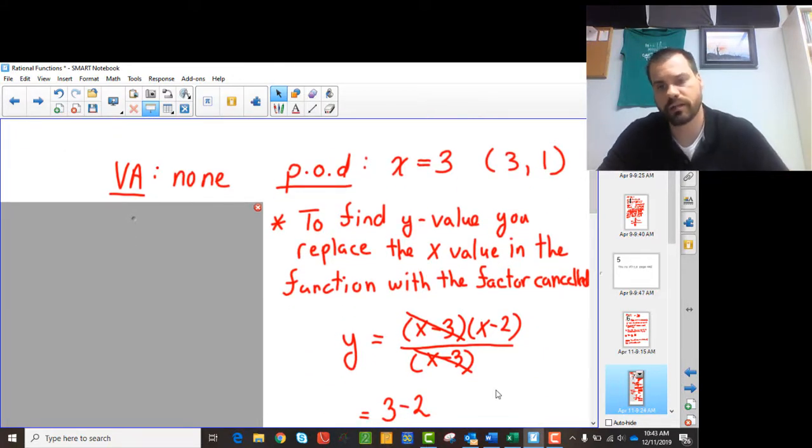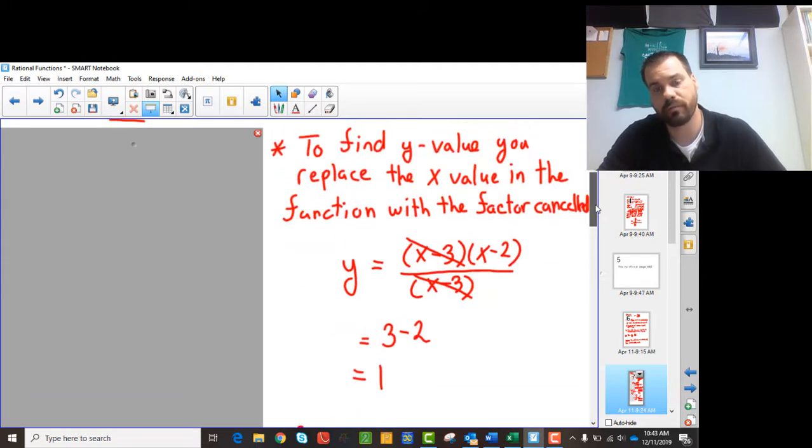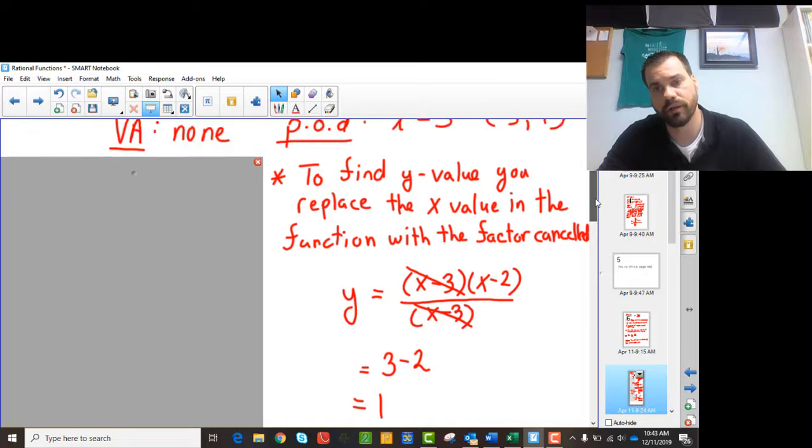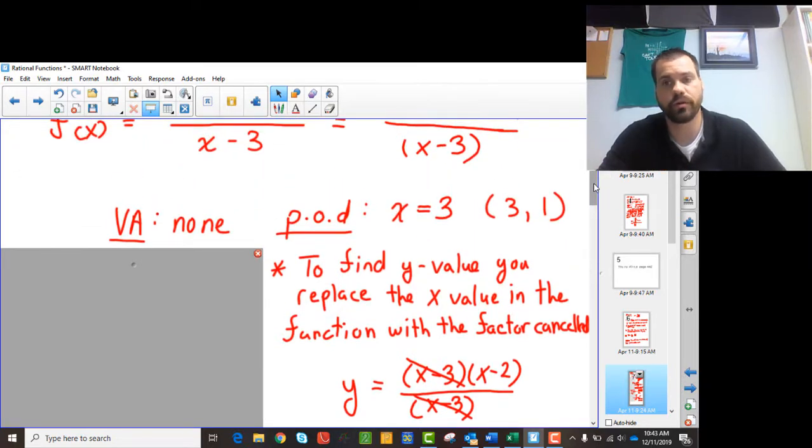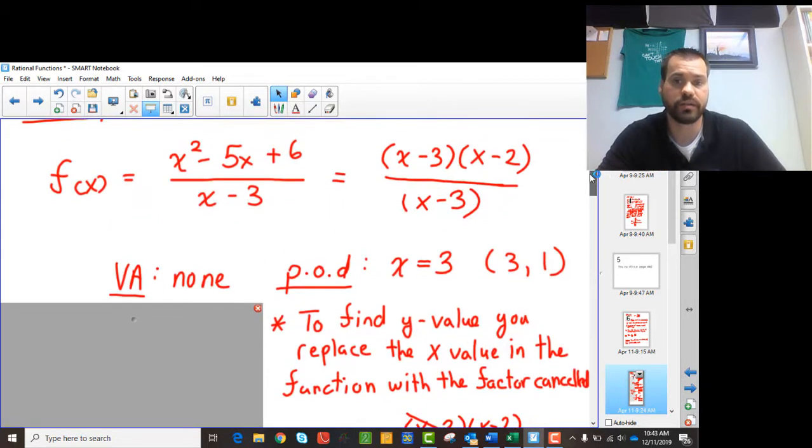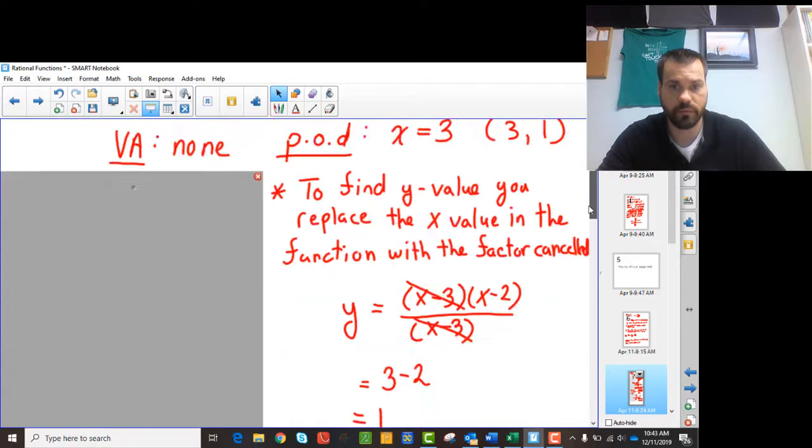We cancel the x minus 3's, so we're left with x minus 2, that's the only thing left, and we plug our x value into that. So we go 3 minus 2, and that's 1. That becomes our point of discontinuity. So there's a point of discontinuity at 3 and 1, and because that's the only thing on the bottom, there is no vertical asymptote.